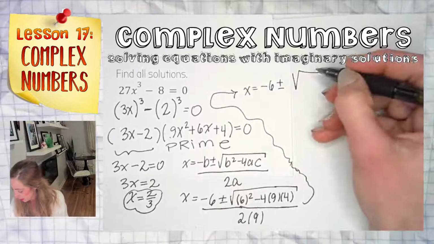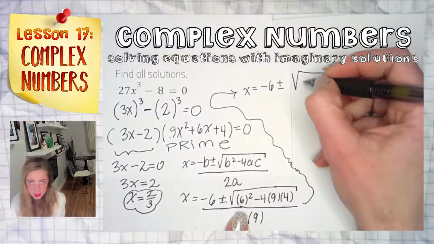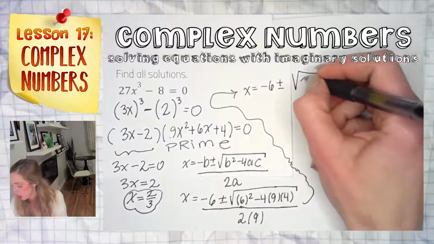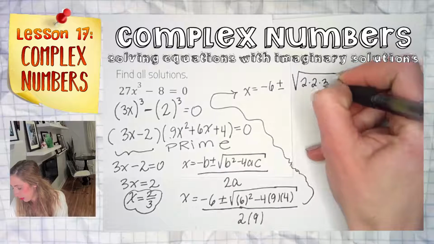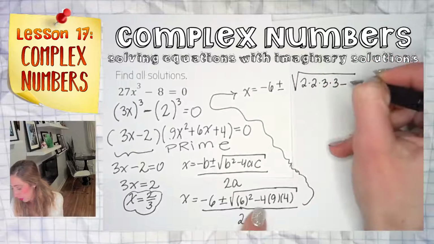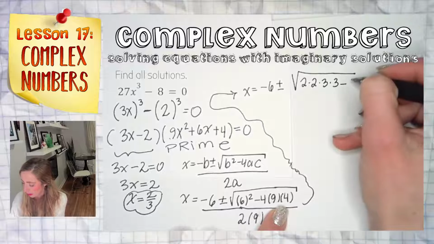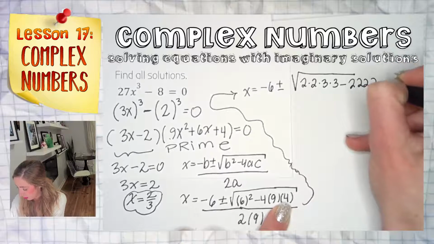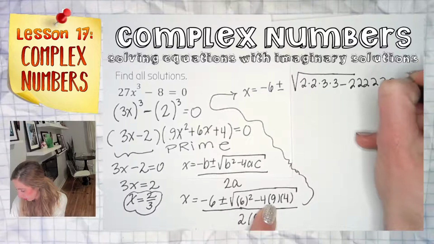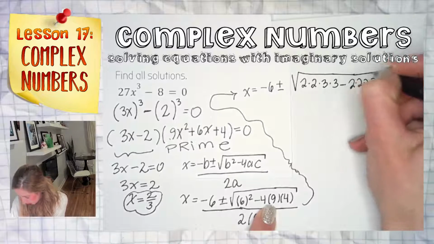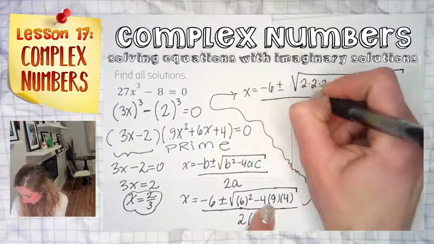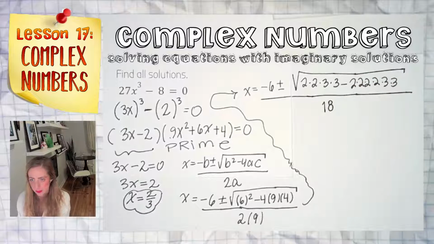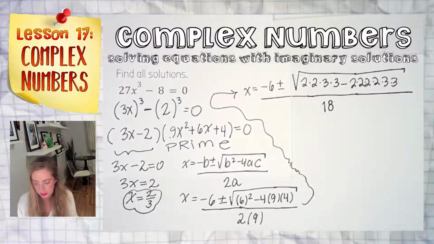So let's see what that looks like. 6 squared is 6 times 6. And 6 times 6, well, each 6 is 2 and 3. So we have 2, 2, 3, 3 minus 4, 9, 4, 2, 2, 2, 2, 3, 3, all over 18.